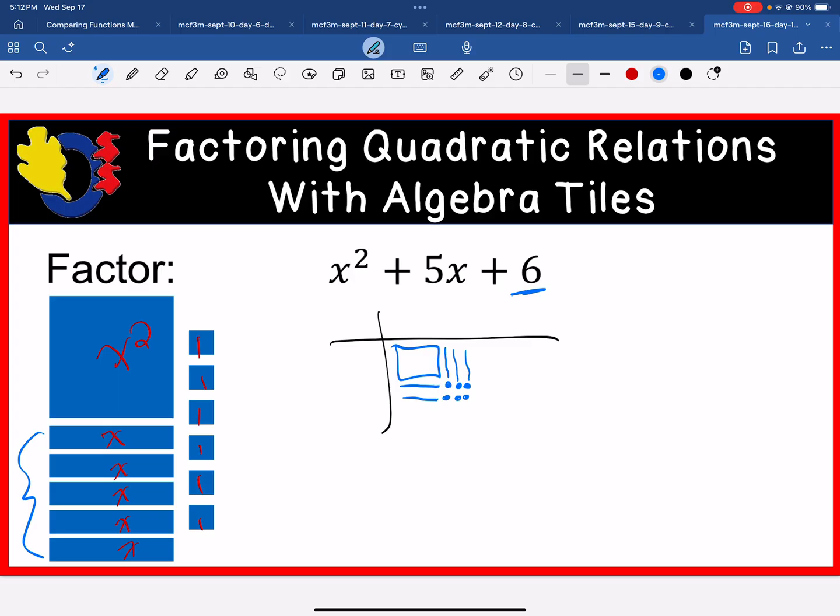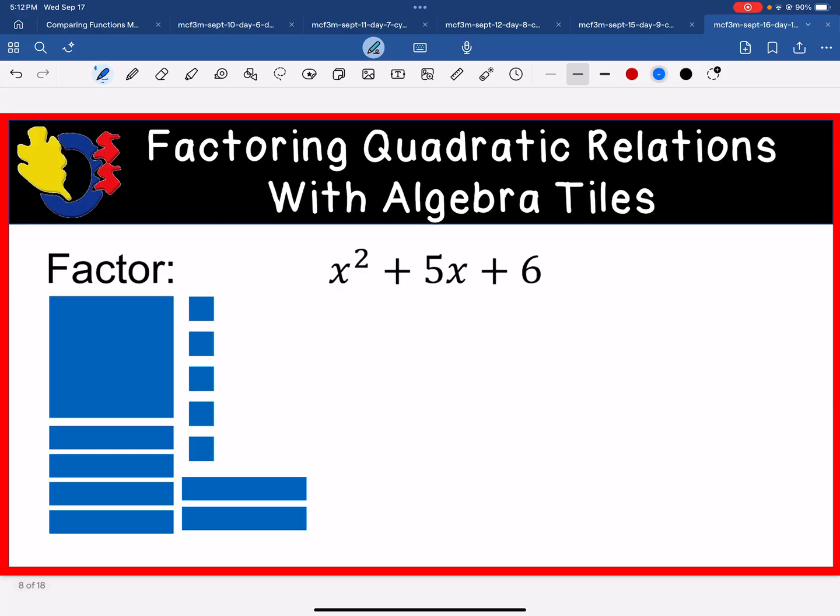So now what we're going to do is put in our factors. Up at the top, there's an x and then 1, 2, 3. And then I have another x on the side, 1, 2. So this leaves us with x plus 2 as one factor and x plus 3 as the other factor. Okay, let's look at another example here.